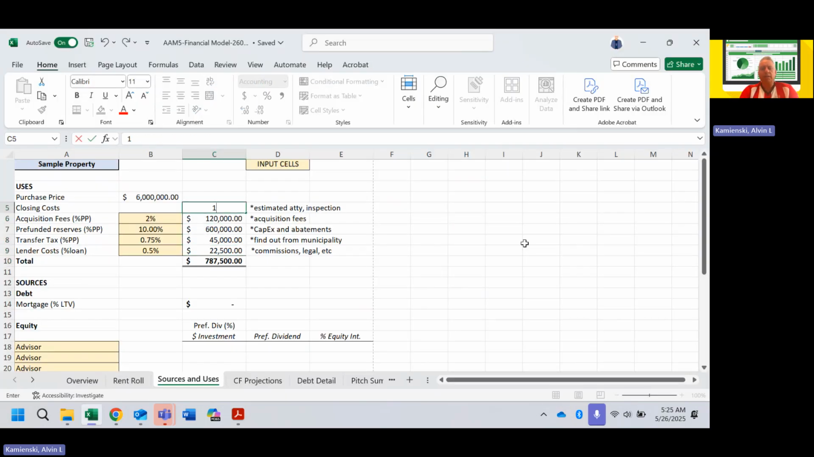We need just a plain data entry, 15,000 in here for our attorneys. So 15,000, you type it in. This one is just 2% of your acquisition costs against your purchase price. This one is 10% against your purchase price, 0.75% times your purchase price. And then this last one is 0.5% of the loan amount.